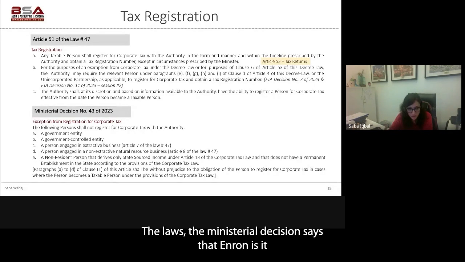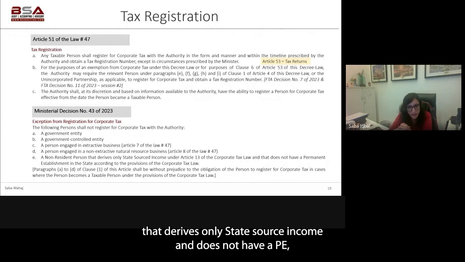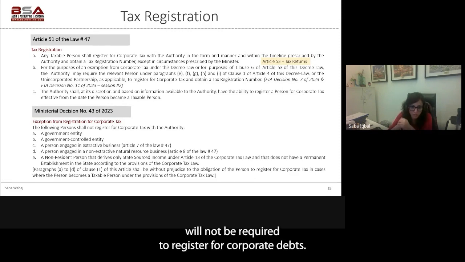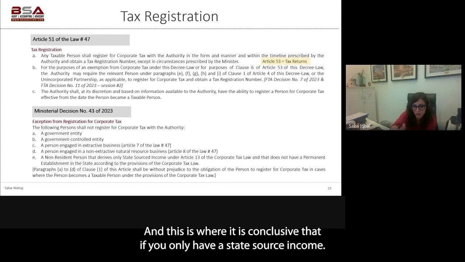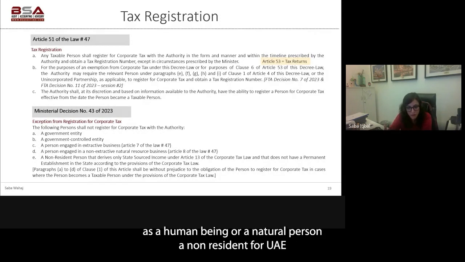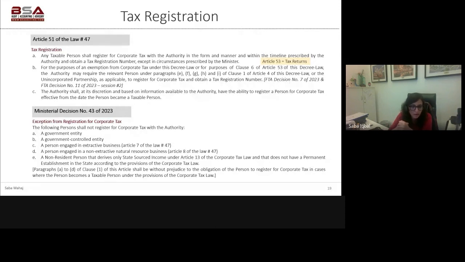The ministerial decision says that a non-resident that derives only state source income and does not have a PE, and I would add here, does not have a nexus, will not be required to register for corporate tax. So this is where it is conclusive. What could be an example here? For example, if you yourself, as a natural person, a non-resident from a UAE regulatory perspective, take a property in the UAE and rent it.